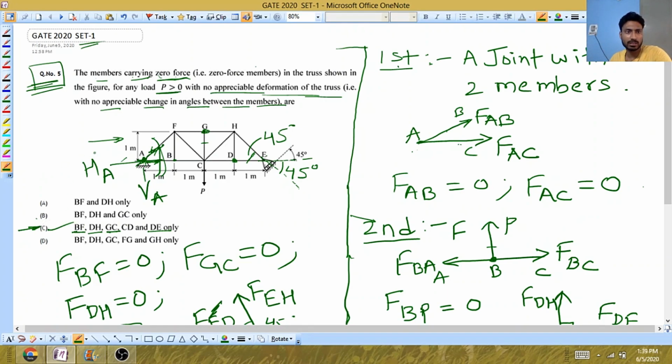If you still feel any doubt, we will discuss when we study truss system. Okay. So let us move to another question.